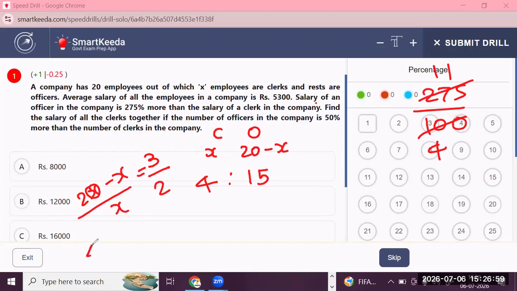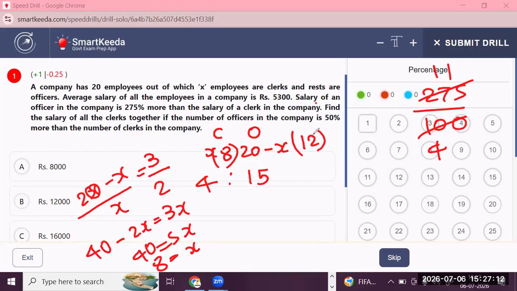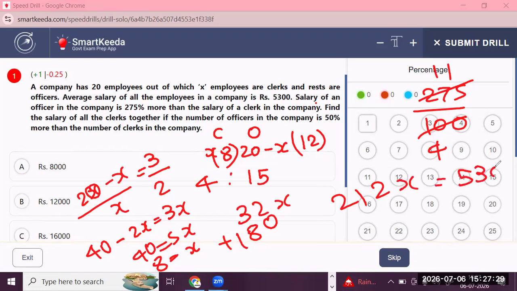So 40 minus 2x is equal to 3x, 5x is equal to 40, x is equal to 8. तो अगर ये 8 है तो ये हो गए 12. Now, find the salary of all the clerks together.